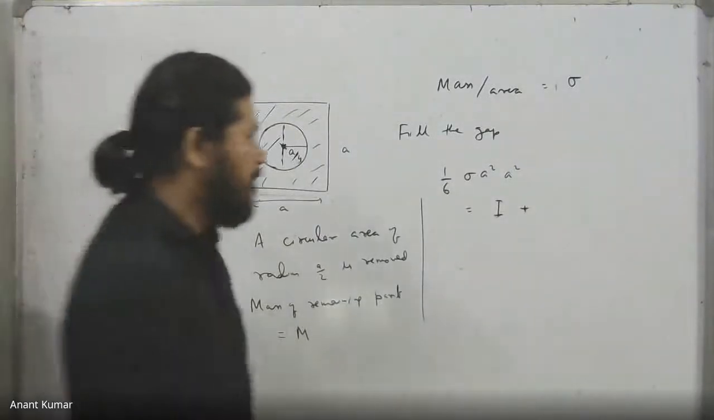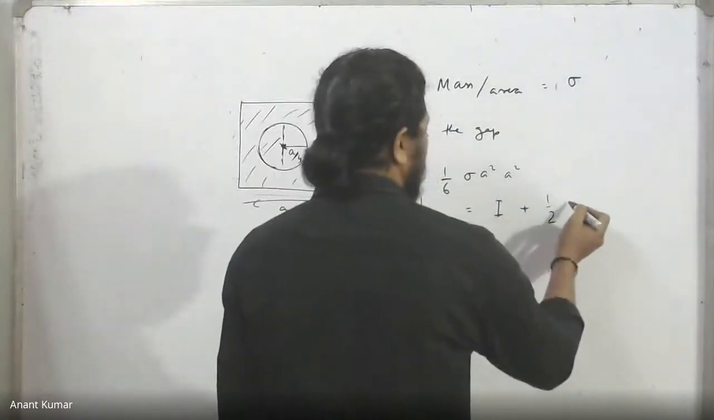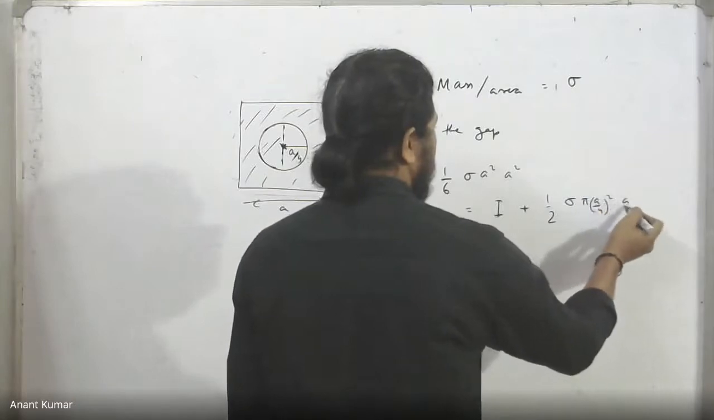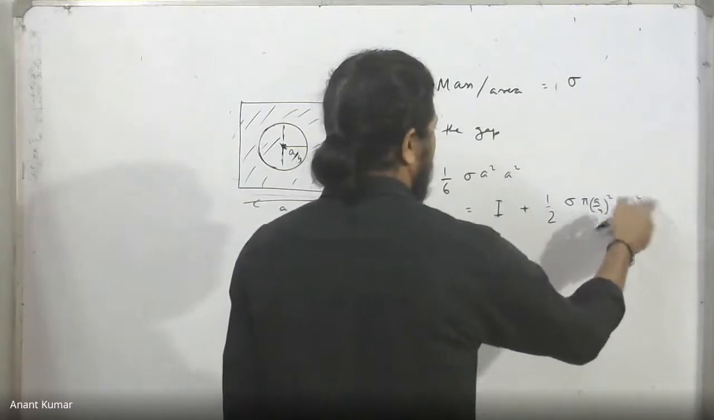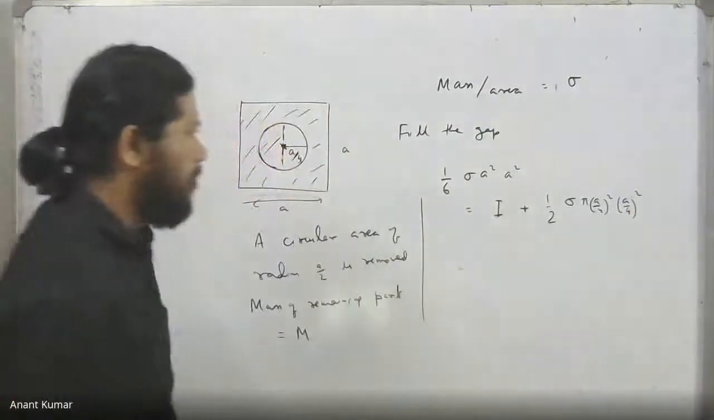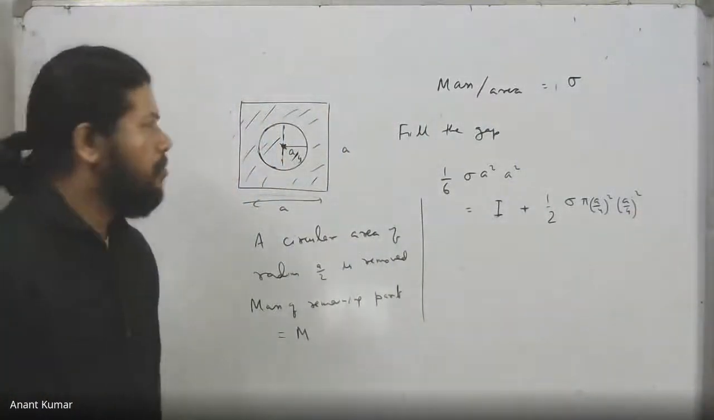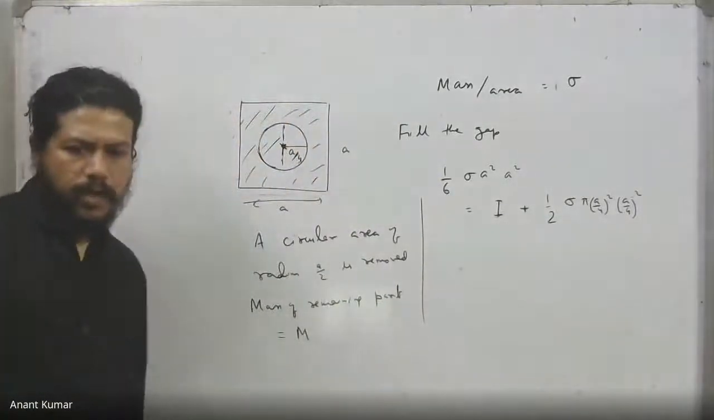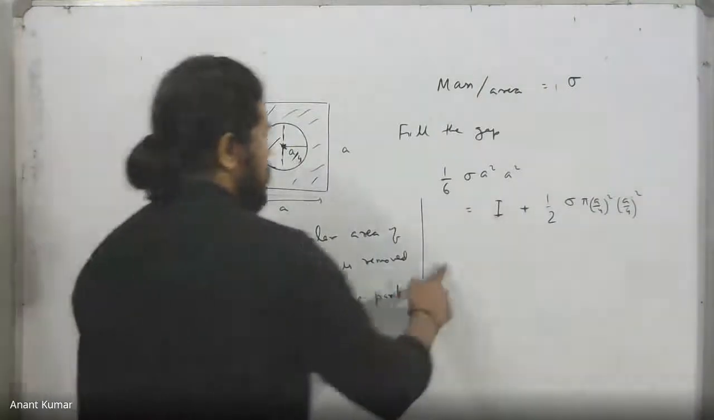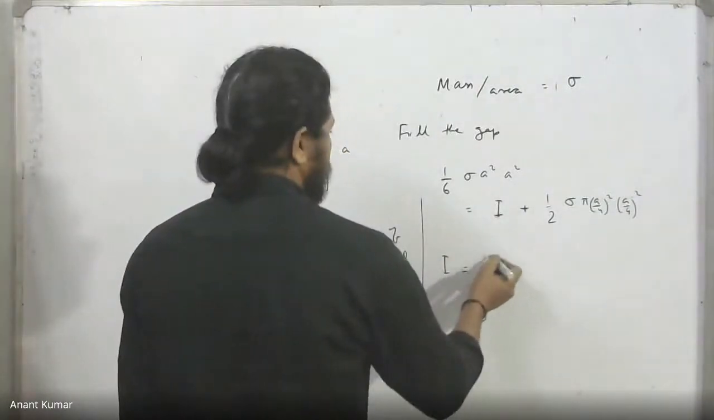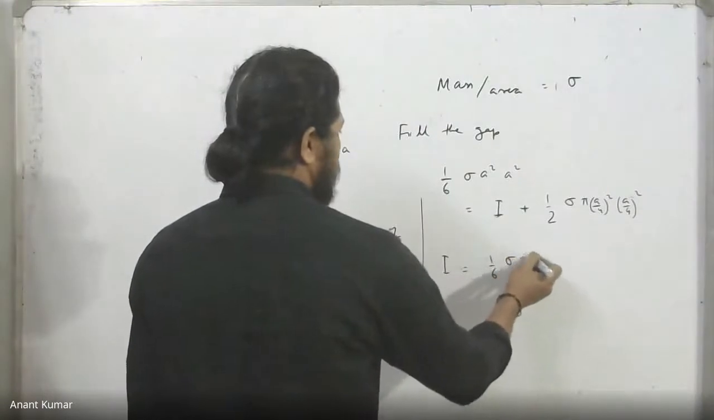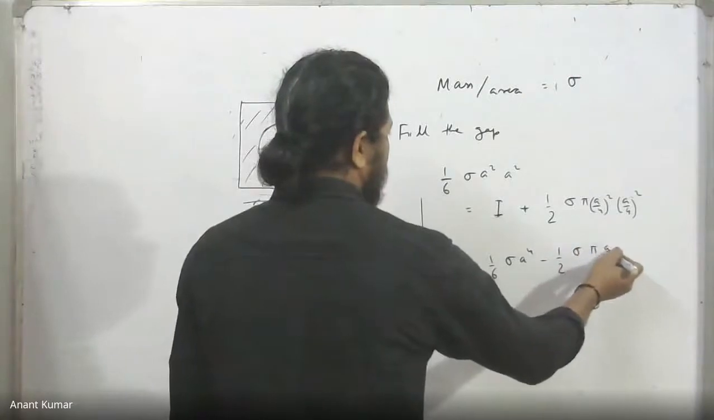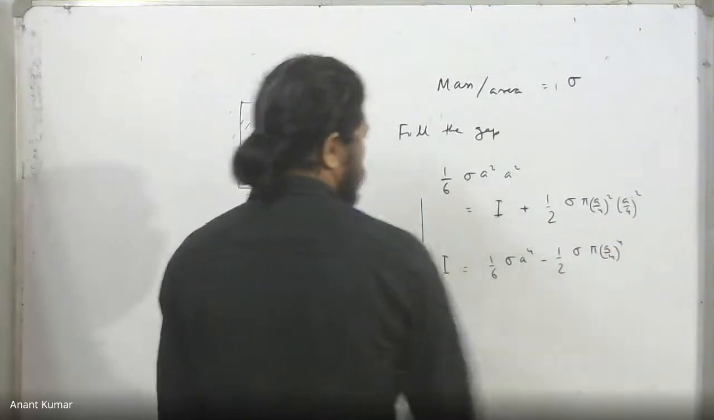half into mr square, but that m has to be the mass of that plate, so I get half into sigma into pi a by 4 square into a by 4 whole square. I'm just using half into the mass into radius square. Mass is sigma into pi a by 4 whole square, radius square is a by 4 whole square. So this will give us I to be 1 by 6 sigma a raised power 4 minus 1 by 2 into sigma pi a by 4 whole raised power 4.